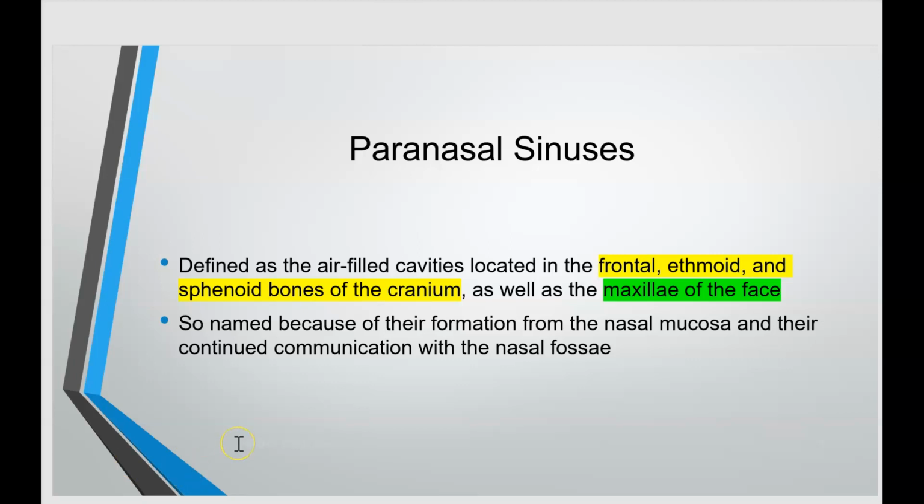Okay, these are defined as air-filled cavities. They're located in the frontal, ethmoid, and sphenoid bones of the cranium, as well as the maxilla of the face. They're named because of their formation from the nasal mucosa and their continued communication within the nasal fossa.